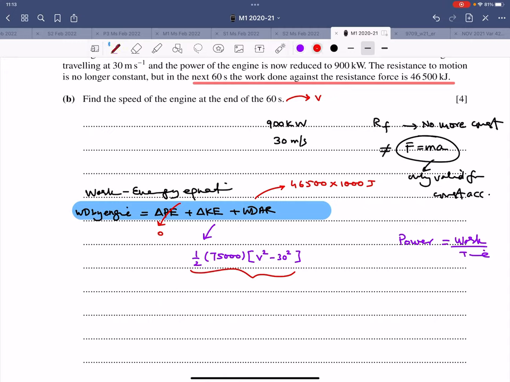So the work is power multiplied by time. Power is 900 into 1000 multiplied by time, which is 60 seconds. Listen to it again. This is power, this is time, and that's the work done by the engine. Change in potential, zero. Change in kinetic is this much. Work done against resistance is this much. In the end, you make V the subject after all the calculation and you'll find the velocity at the end of 60 seconds. So that was a nice question.